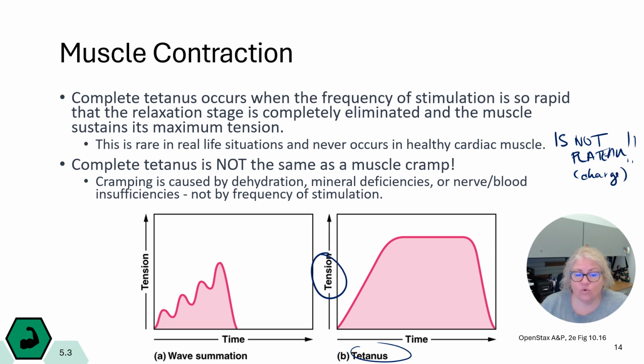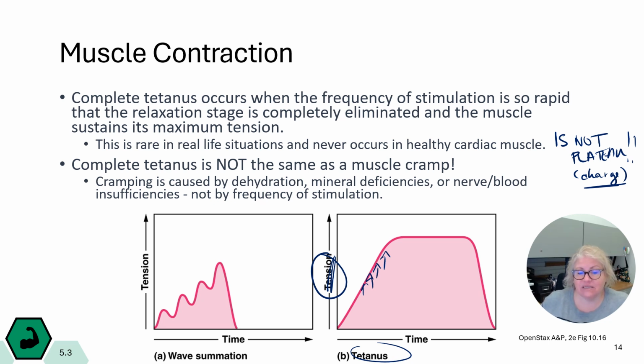Tension is we're applying forces at stimuli and we're not allowing the muscle to contract. So this is a measure of tension, force, not of electrical charge. Plateau is a measure of electrical charge. Also, complete tetanus is not the same as a muscle cramp. Cramping is caused by dehydration, mineral deficiencies, or nerve and blood insufficiencies, not by the frequency of stimulation. So those are also different things.